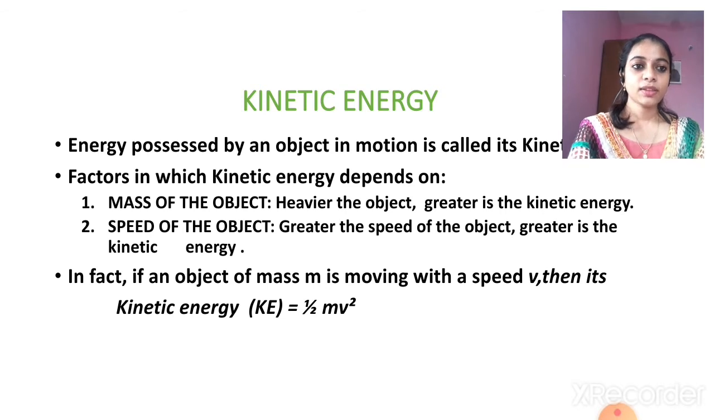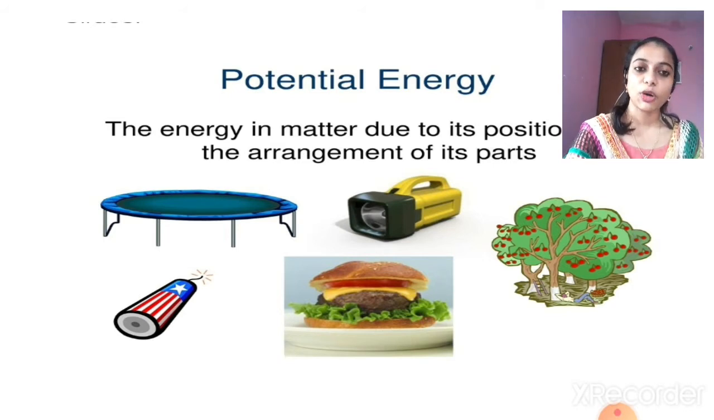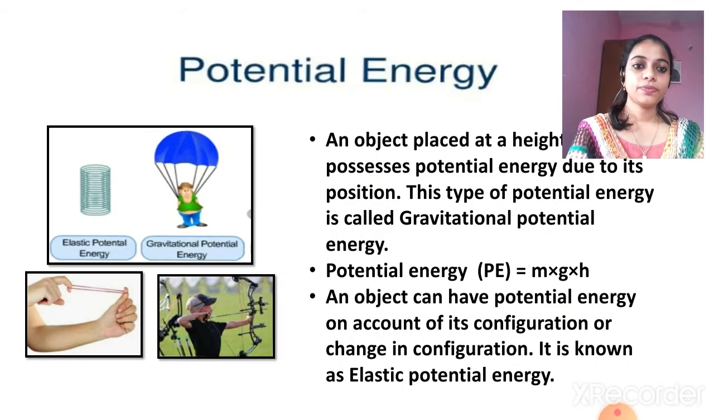Next thing is potential energy. We can see different objects which are at rest. The energy in matter due to its position or the arrangement of its parts is known as potential energy. That is, potential energy can be defined as the energy possessed by an object due to its position or location. Let us study more about potential energy.